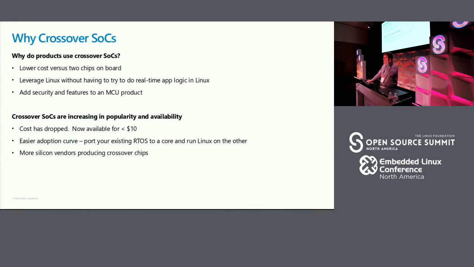The second part where we're seeing adoption is that the ramp-up curve is much easier. If I have a team that is traditionally a microcontroller team, and they've been writing RTOS code, let's say they're a FreeRTOS shop and have been using FreeRTOS for years, teaching them Linux is going to take some time. This gives you a partial adoption curve where you could keep certain parts of your code in your existing code base while starting to move over to Linux over time. And lastly, more silicon vendors are producing these chips. One gets announced all the time, and there's stuff coming up that I've seen early information on that is getting more capable and cheaper. I think that trend will continue simply because this is solving a real-world problem.